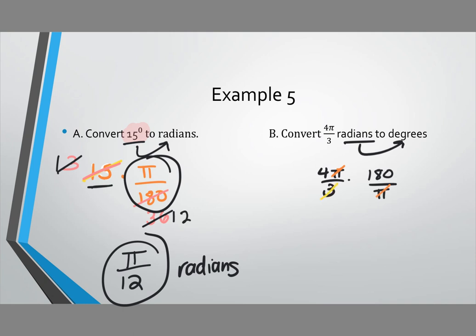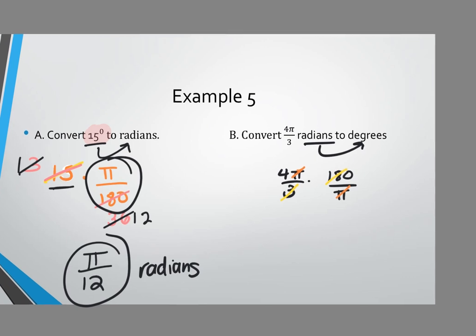And then 3 goes into 180 how many times? 60. 60 times. What's left in the numerator is the 4 and the 60. So 240, and there's nothing left in the bottom. And we mark it with the degrees symbol. So you want to make sure you distinguish between the radians and the degrees. Radians, you literally write the word radians, and degrees, you put the degree symbol.